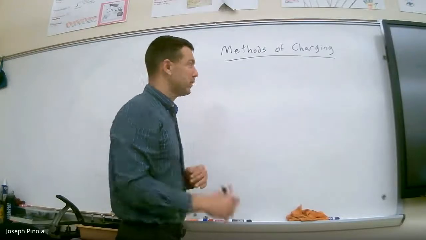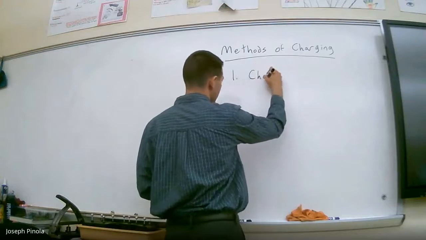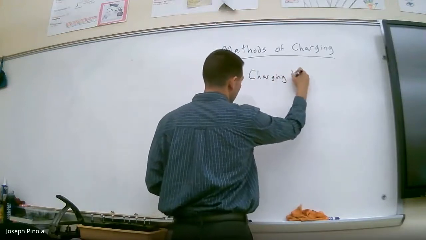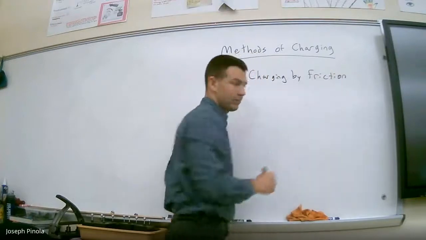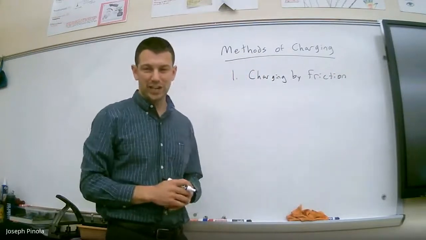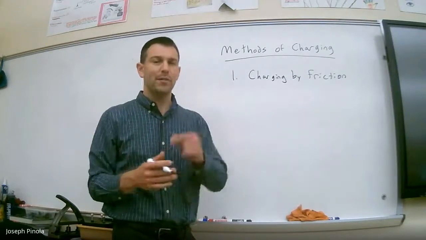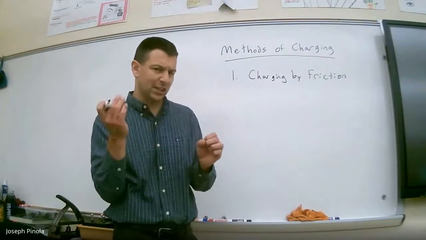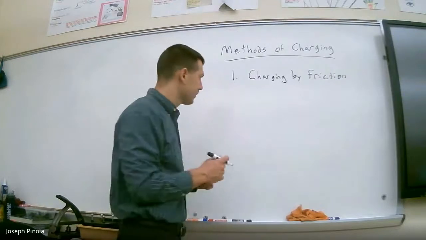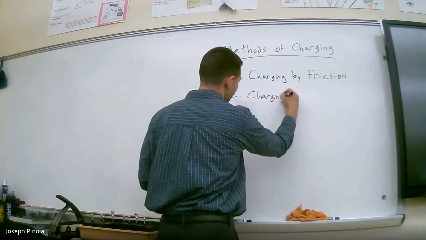So last video we talked about two methods of charging. The first of which was charging by friction. In fact, you saw that in this video today as I charged the rubber rod and the balloon both by friction by rubbing them with the rabbit's fur and causing those objects to steal electrons from the fur. The second method is charging by contact.